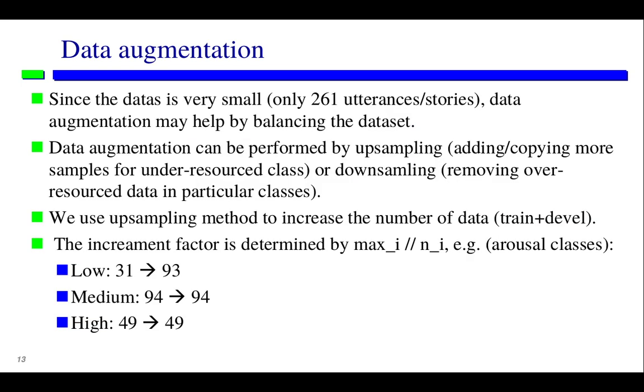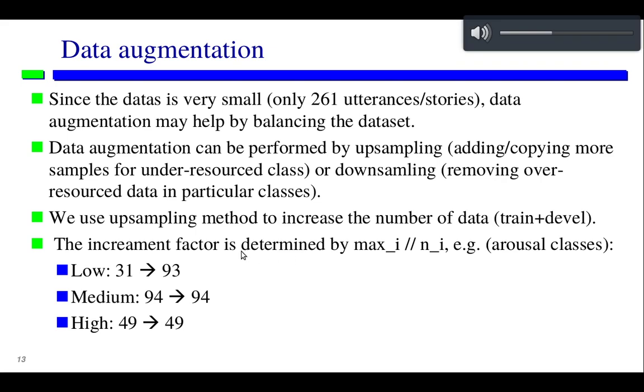Because the data is very small, only 261 stories or utterances, I do data augmentation. It means I add or decrease the data. In this case, I do upsampling by adding or copying more samples for the under-resourced class. For example, in low arousal there are only 31 stories, but in the medium category there is 94 data, and in the high category there are also 49 stories.